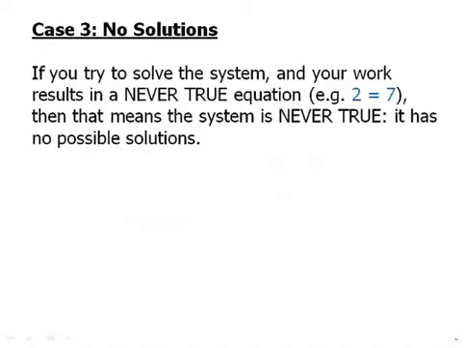If you try to solve the equation and your work results in a never true equation, you wind up with something like 2 equals 7, then it means that the system is never true. It has no possible solutions.